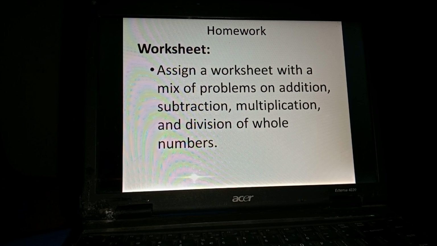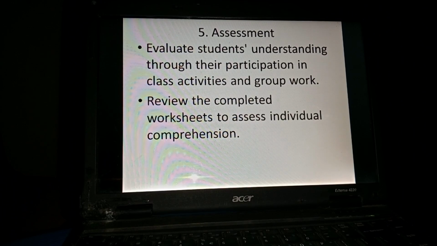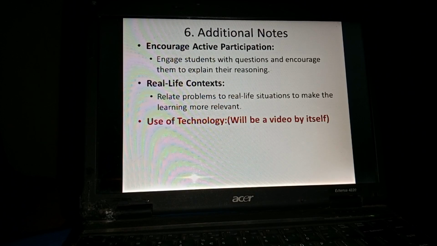Homework worksheet. Assign a worksheet with a mix of problems on addition, subtraction, multiplication, and division of whole numbers. Assessment. Evaluate students' understanding through their participation in class activities and group work. Review the completed worksheets to assess individual comprehension.